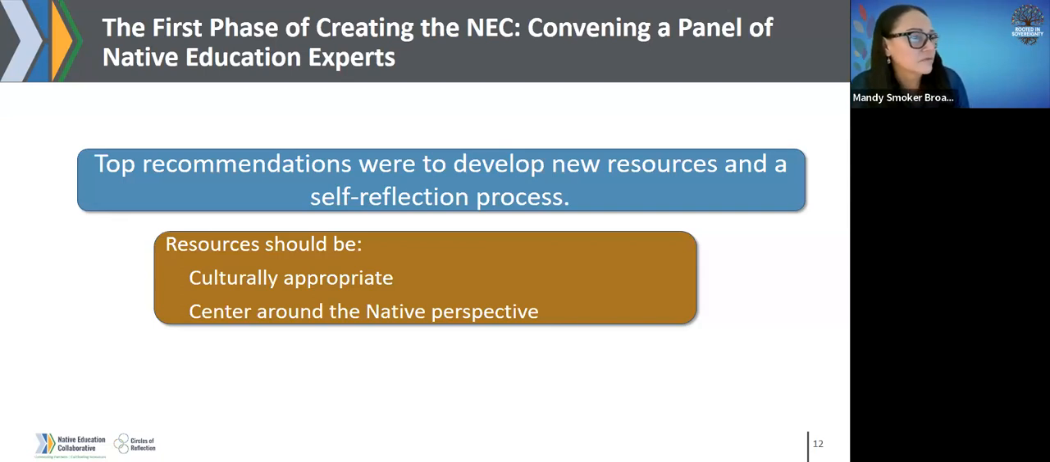Some of the top ideas that emerged were to think about new resources that could help schools and tribes, and consider a self-reflection process. We're going to talk about that because that's actually the circles of reflection. And obviously, anything developed or on the website needs to be culturally grounded and appropriate, and definitely center Native perspectives and Native work in these areas in education.